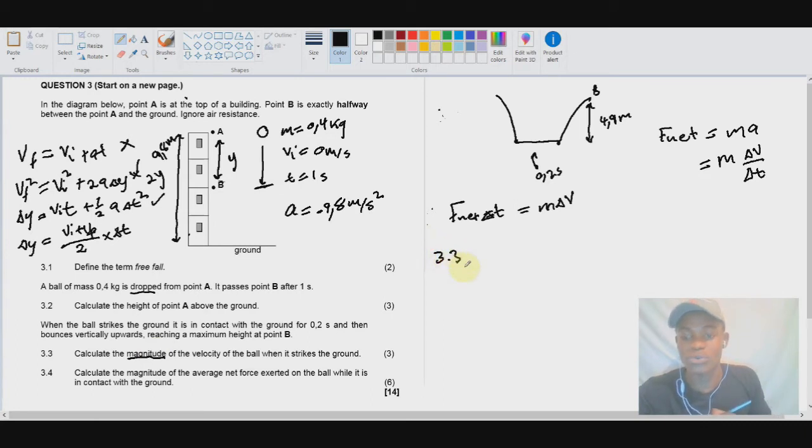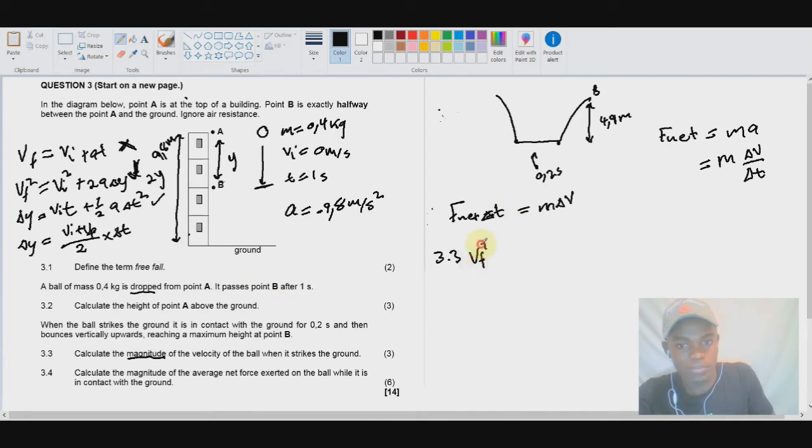The first thing that we need to do is pick the best formula that works for us. The first one says vf is equal to vi plus at, but we don't have much information on the time the ball takes to reach the ground, so we discard that one. The second one says vf squared is equal to vi squared plus 2a delta y. We want vf, we know vi, we know the acceleration, and we have information on delta y. So this is the formula that we want. Now we go into answering our question.